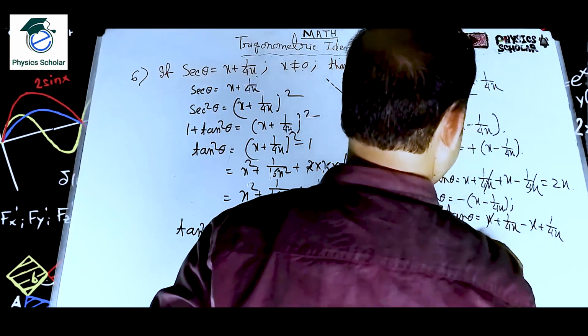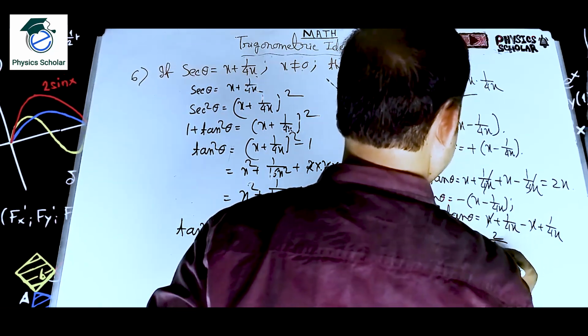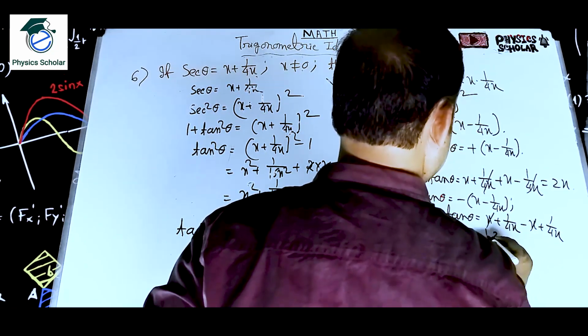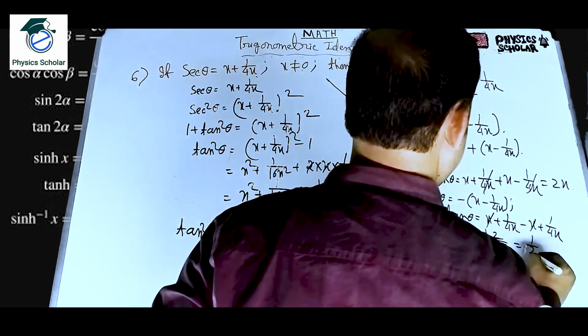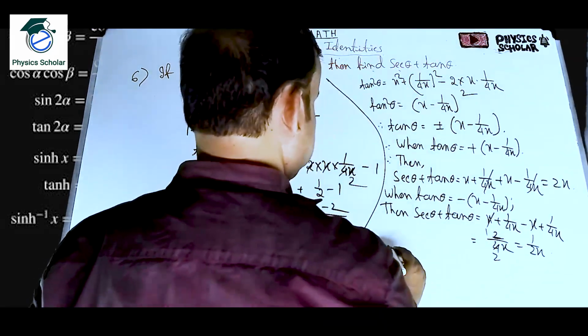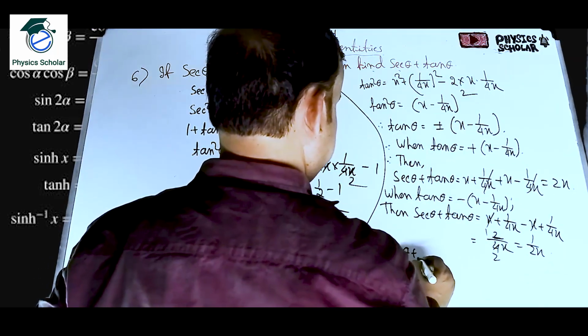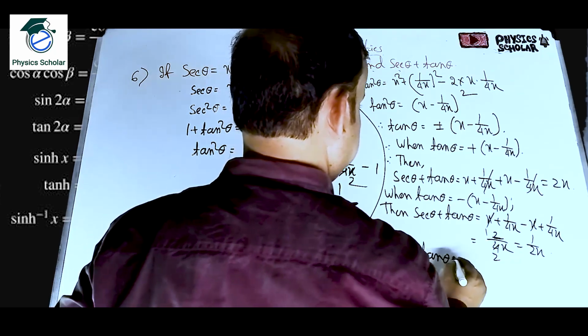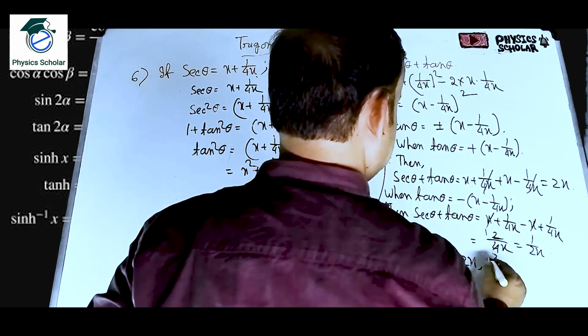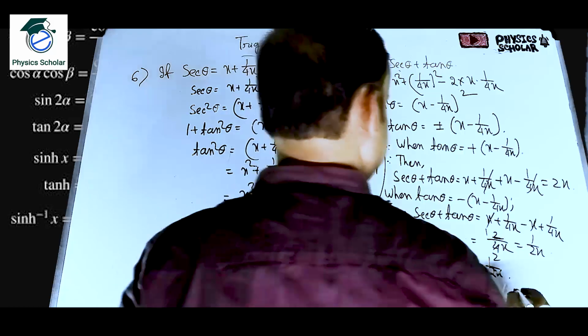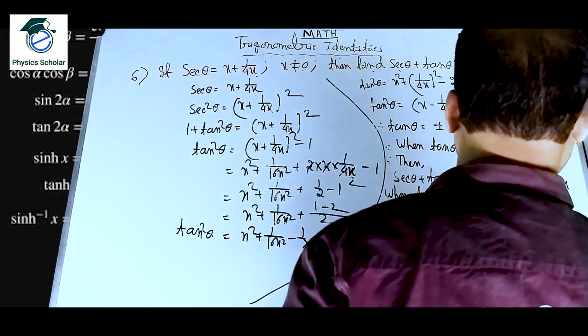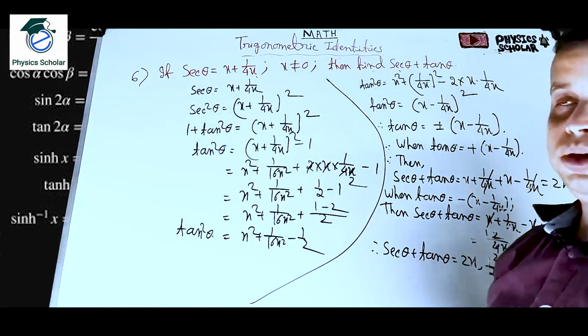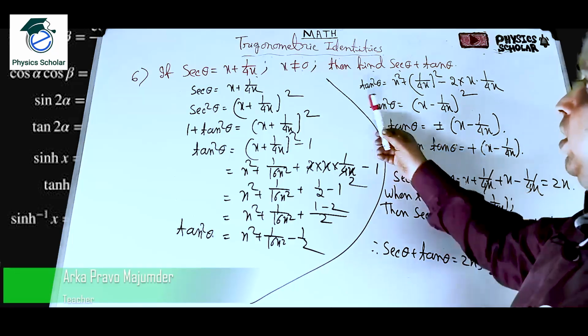So this will be cancelled. So 2 by 4x, that means 1 by 2x. So sec theta plus tan theta, the value will be 2x or 1 by 2x. Okay, so this will be your answer. Clear? So students, let me explain it once again.